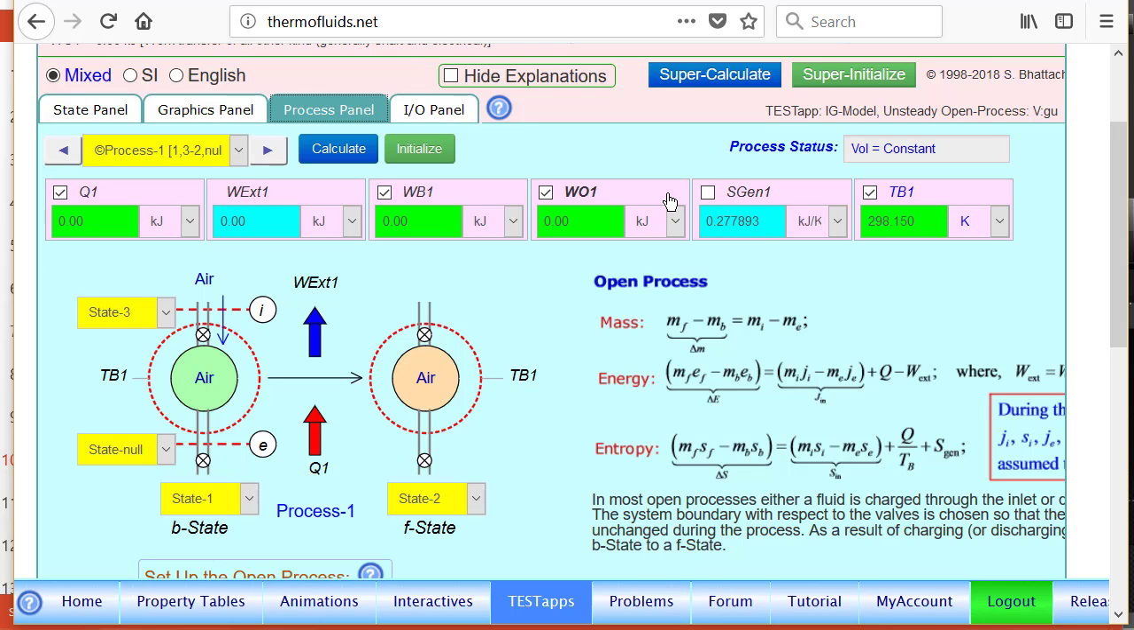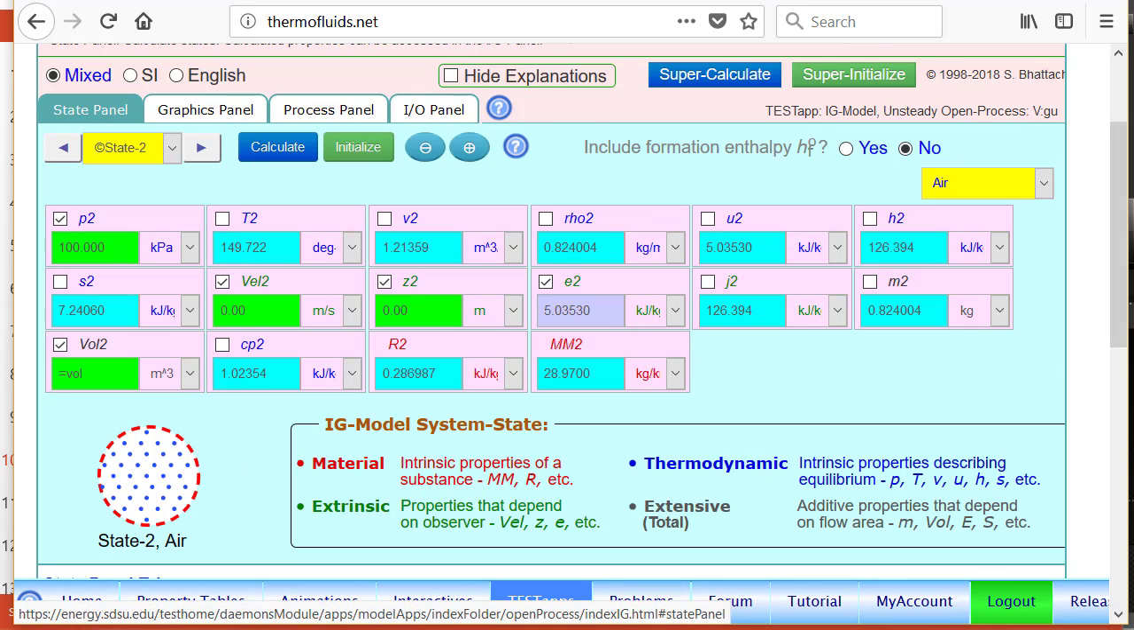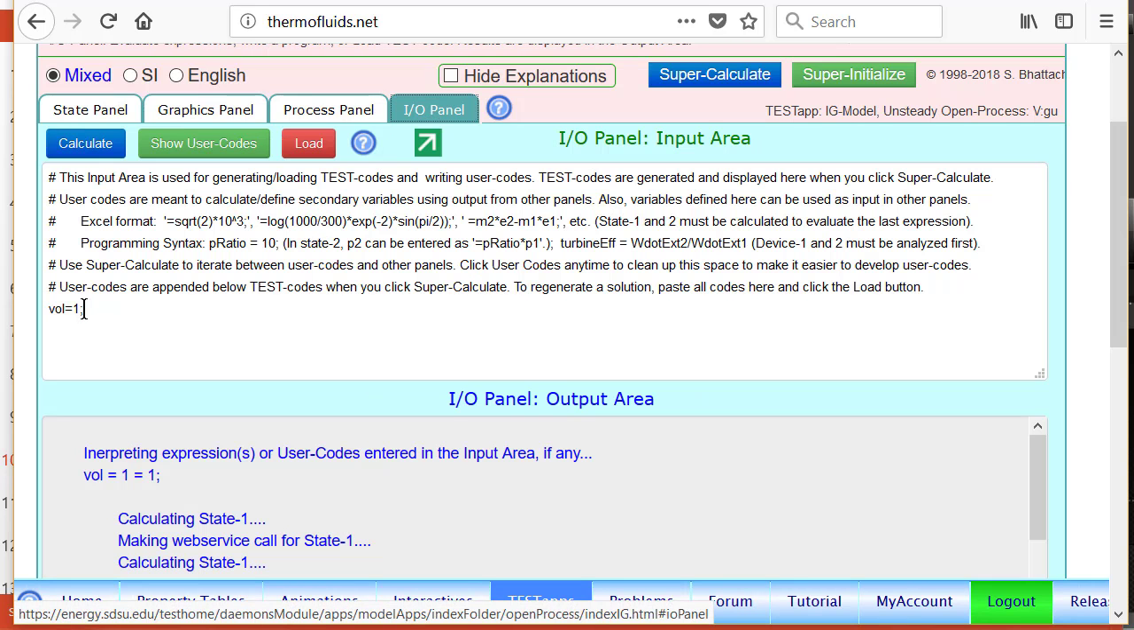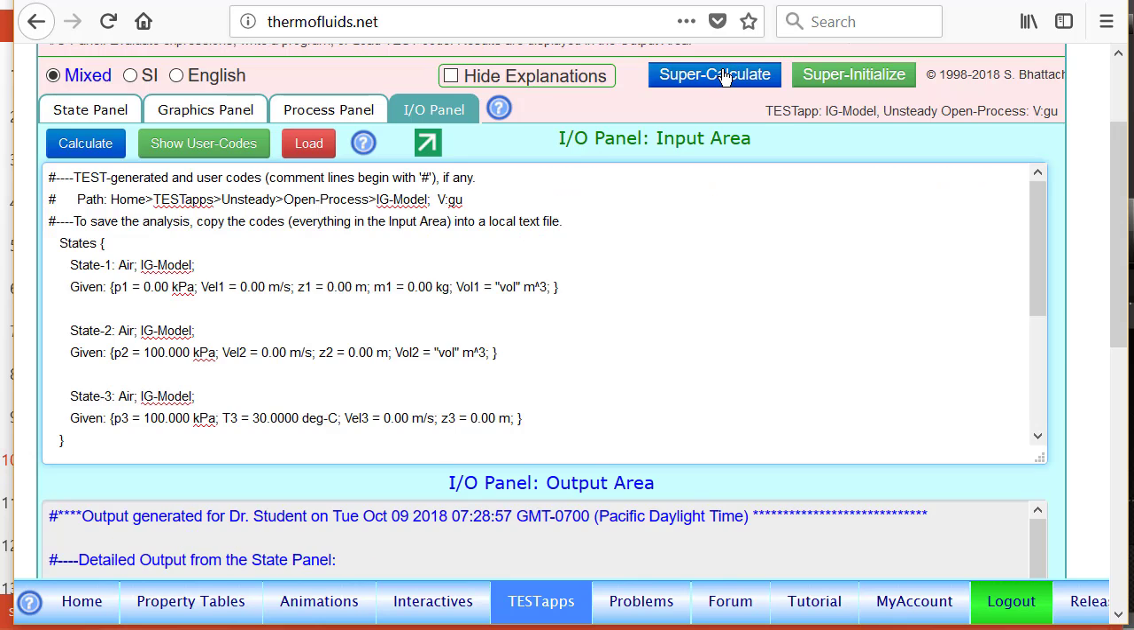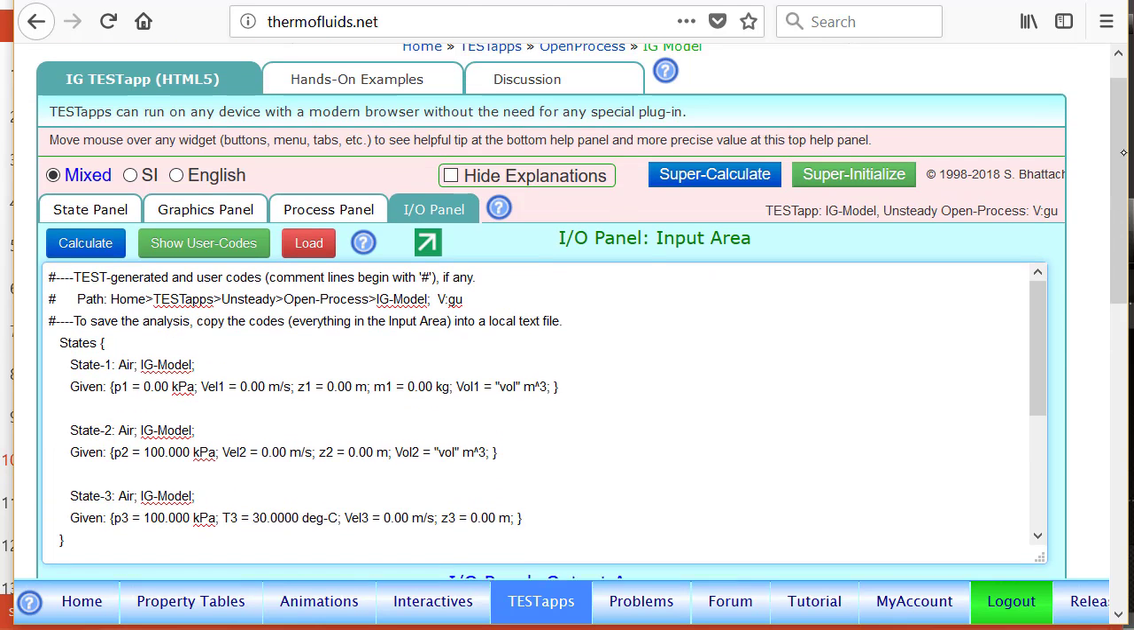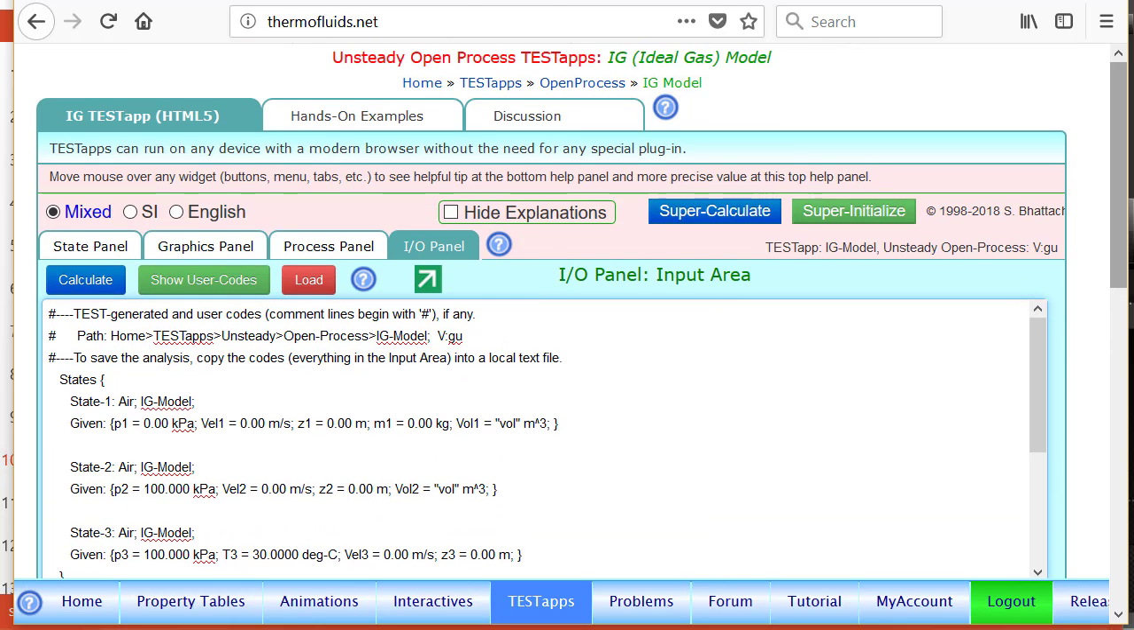Now, will the volume of the cylinder have any impact on this phenomenon? Let's go find out. So 149 degrees, let's write it down somewhere, is our final temperature. How do you do the parametric study? In the IO panel, we just go and change the volume, say to twice the volume, and calculate here to change the volume. Do a super calculate. It will not only update all calculations, it will also produce a report and TEST codes.